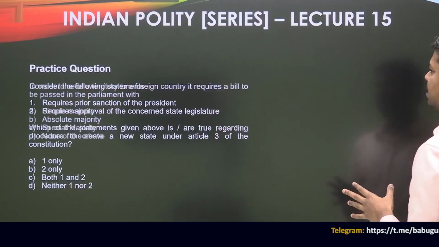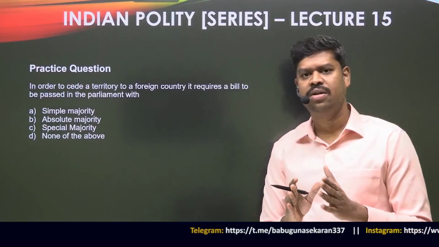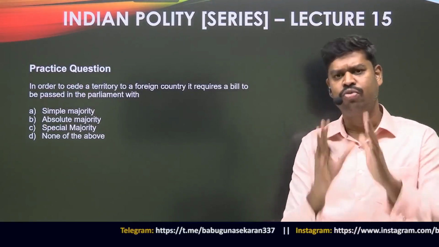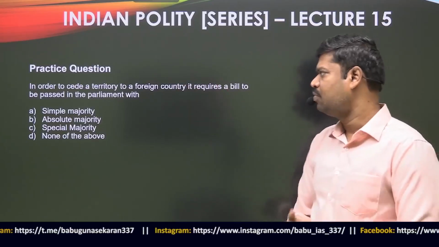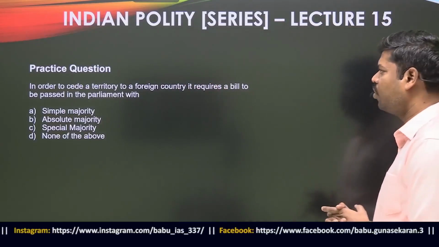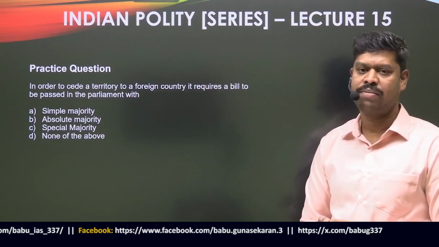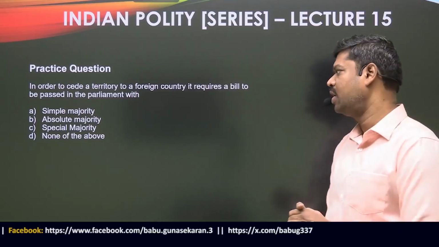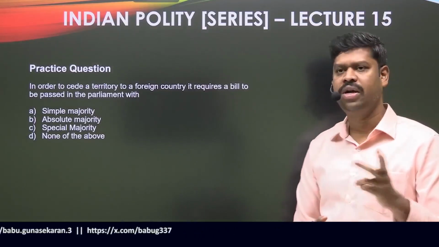So we have covered this lecture from all the dimensions, and I'm quite sure that the students who are watching this lecture can answer most of the questions that can come from this area. So with that, please come to this question. In order to cede a territory to a foreign country, it requires a bill to be passed in the parliament with what type of majority? Simple majority, absolute majority, special majority, none of the above.